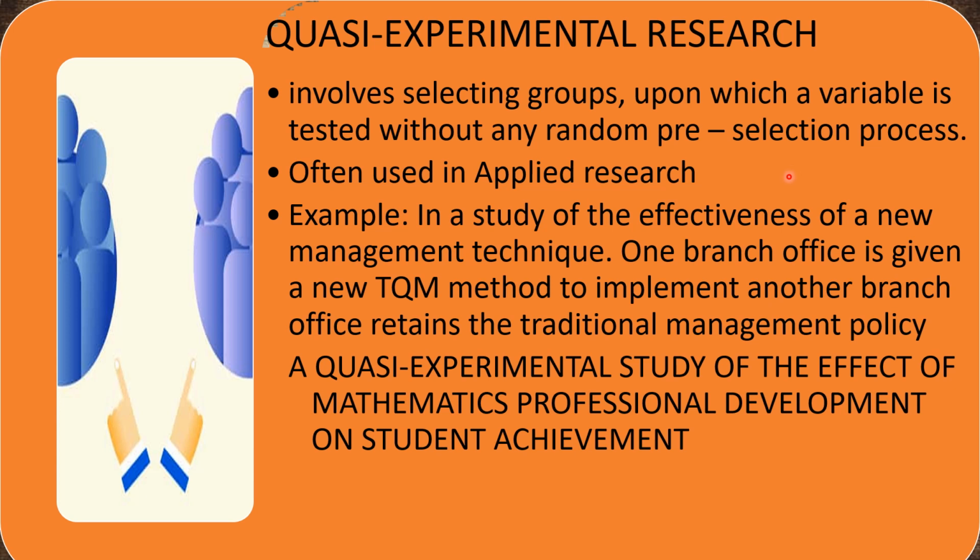Example of quasi-experimental research: in a study of the effectiveness of a new management technique, one branch office is given a new TQM method to implement, so that is the experimental group. Another branch office retains the traditional management policy, so that is the control group. A quasi-experimental study of the effect of mathematics professional development on student achievement. Another example, people with cancer versus no cancer. Management style A versus management style B. One type of farm equipment versus another.